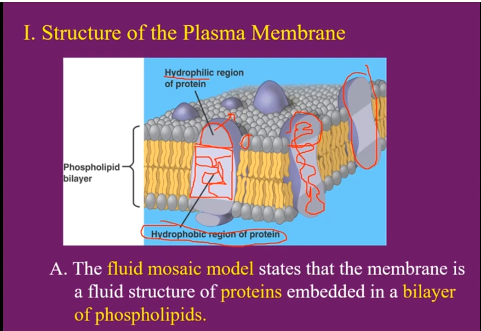Again, do not forget, this whole model is called a fluid mosaic model, where the fluid is the phospholipid bilayer and the mosaic are the proteins that are embedded. And this protein on top is popping out, but you're assuming there's a part of it that at least goes part way down.